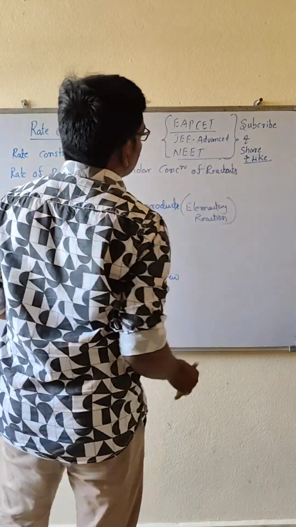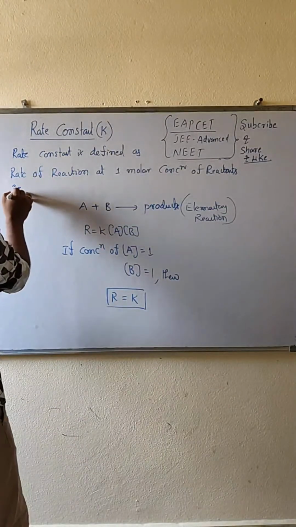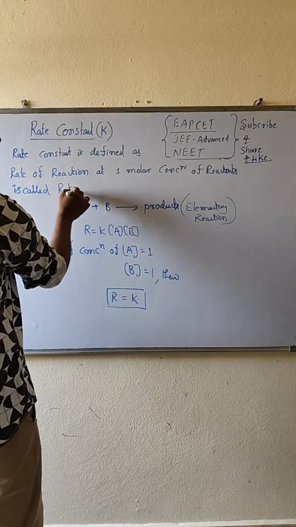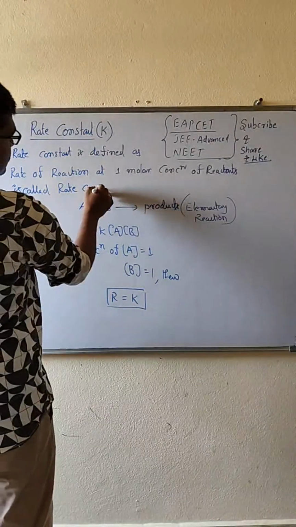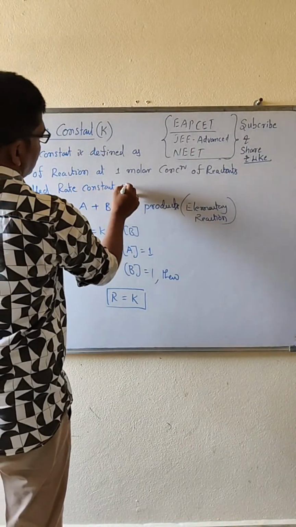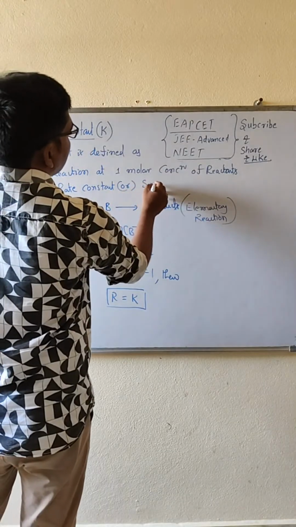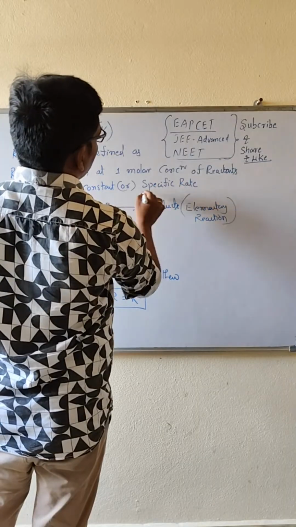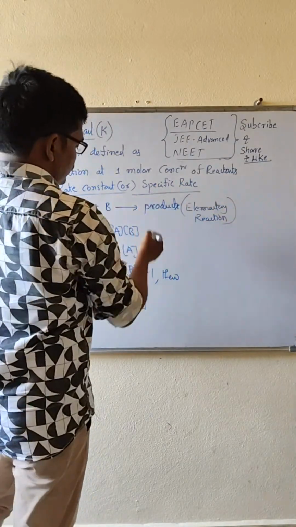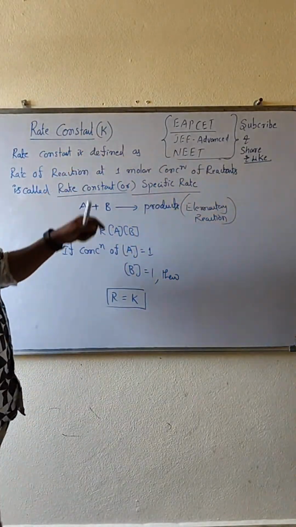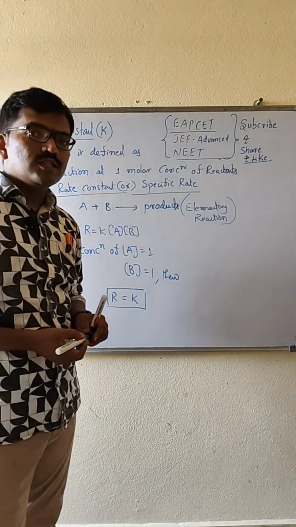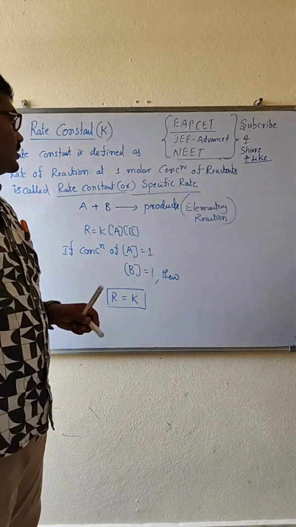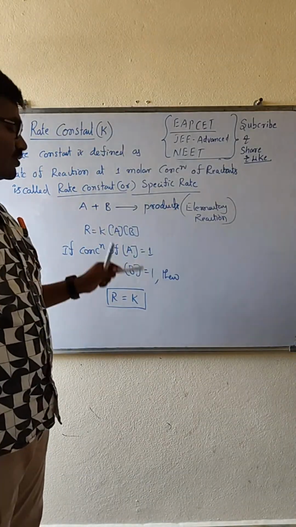At 1 molar concentration of reactants is called rate constant, or we call it the specific rate constant, or specific rate. We represent it with k. So rate constant or specific rate, we represent it with k. So this is actually the rate constant.